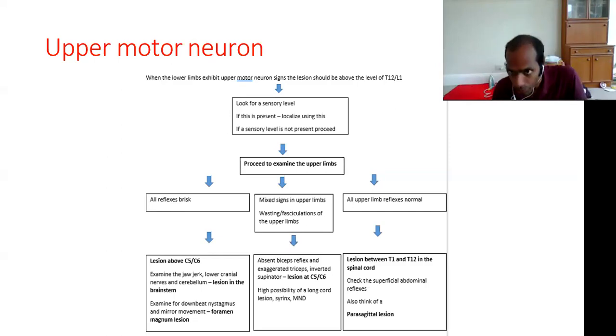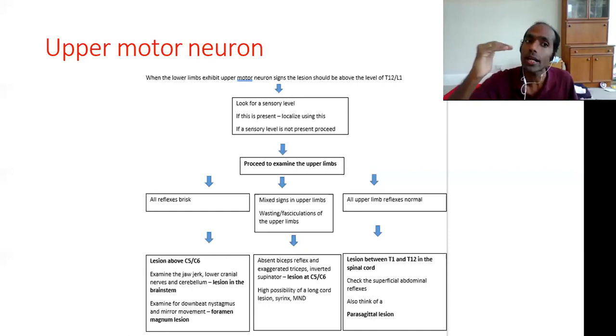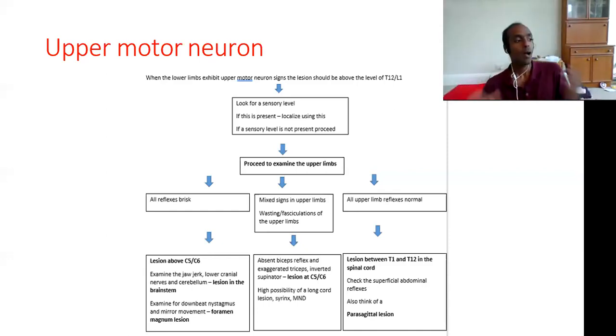Upper limbs are normal. Because the lower limbs are spastic, we knew that the lesion has to be above L1, the highest root supplying the legs. Because the upper limb reflexes are normal, the lesion has to be below what? What supplies the upper limb reflexes? C5, C6 for the biceps, C7, C8 for the triceps, and C6, C7 for the supinator. Because upper limbs are normal, we know the lesion has to be below C8 and T1 basically.